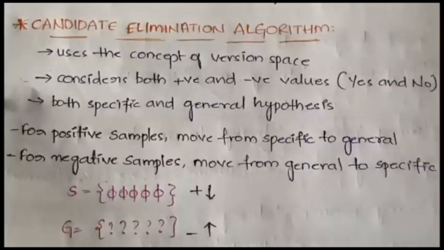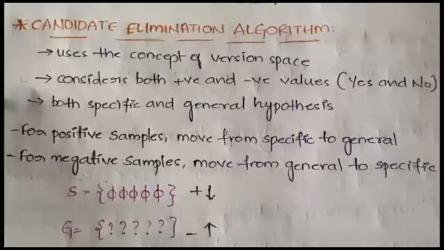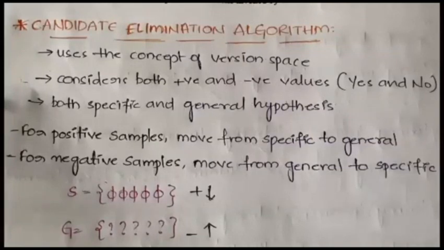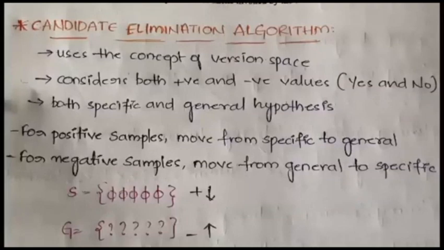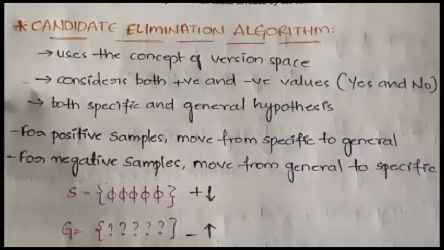In the Find-S algorithm, it only considers positive values. In the candidate elimination algorithm, it considers both the negative and positive values. It considers both specific and general hypotheses. The candidate elimination algorithm consists of both the specific and general hypothesis.